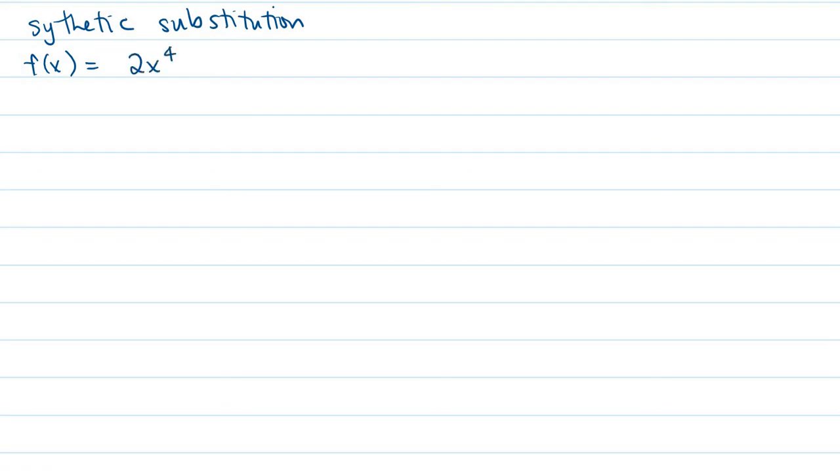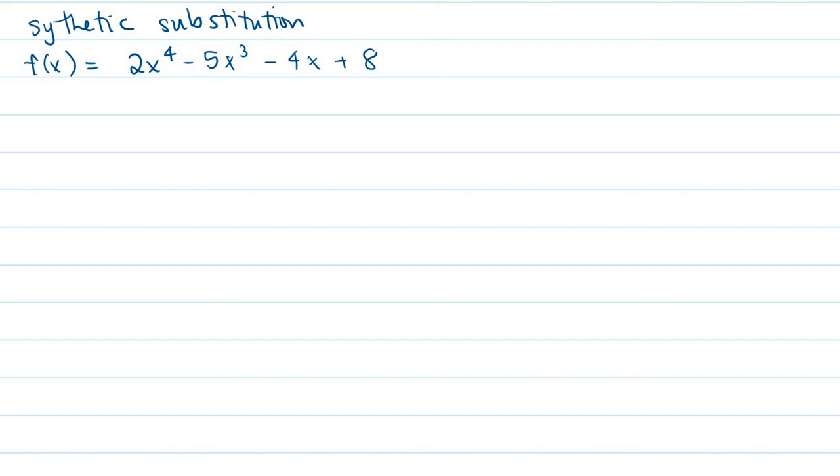Hey guys, when you don't want to do direct substitution to evaluate a polynomial, you can use something called synthetic substitution. This should be a shortcut for you instead of having to plug everything in all the time. So let's start with this example. F of x equals 2x to the fourth minus 5x cubed minus 4x plus 8.